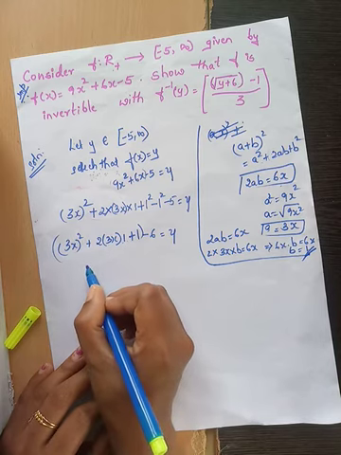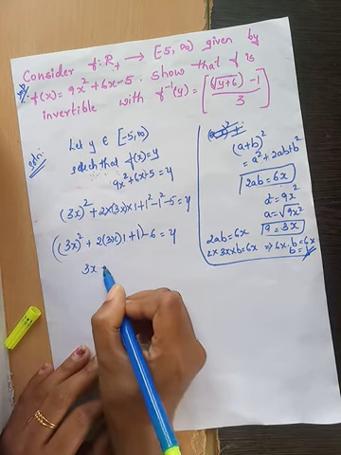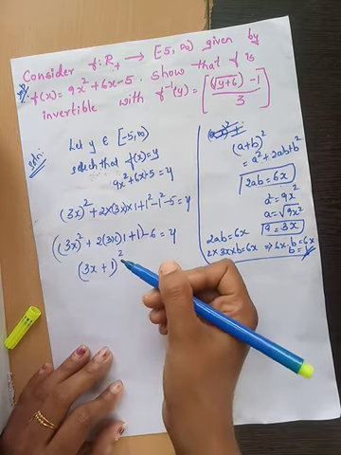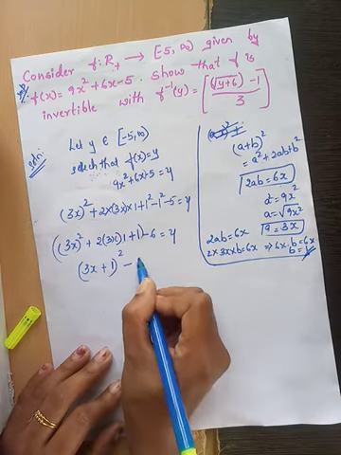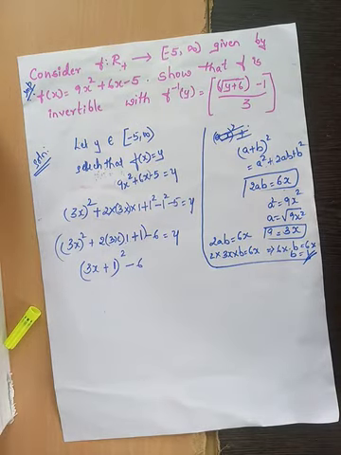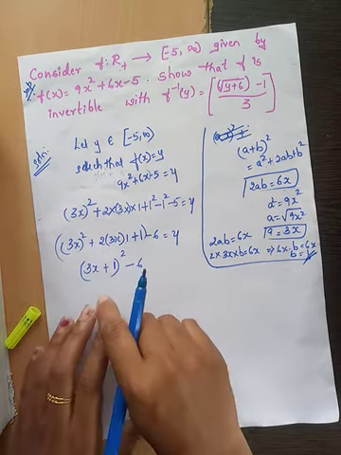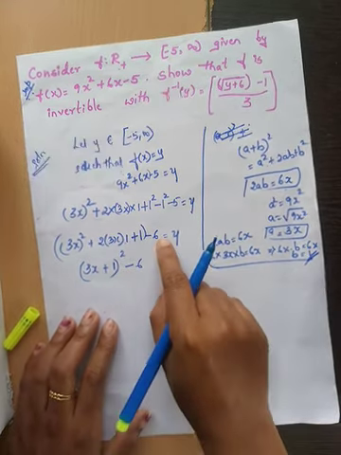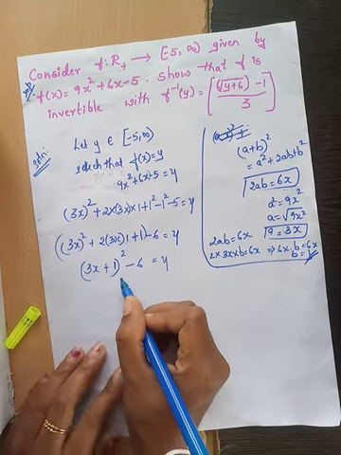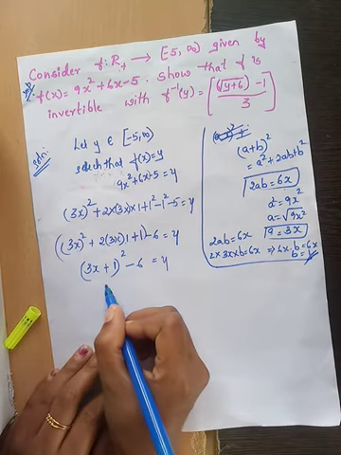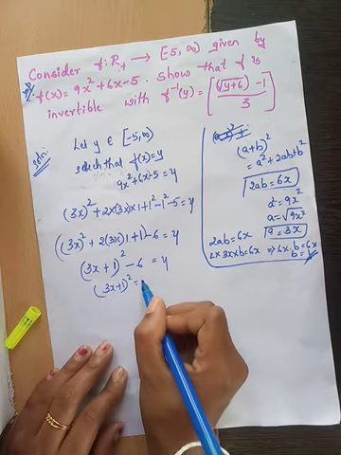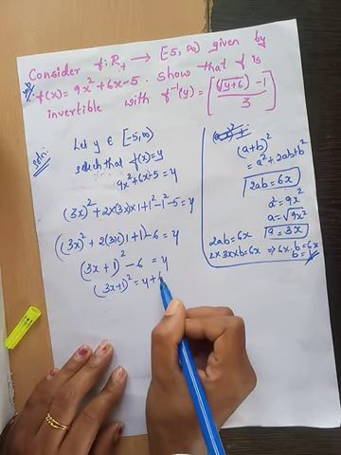So, what is a here? 3x. What is b here? 1. So, this becomes (3x plus 1) whole square minus 6. So, whatever many terms we have are being replaced by (3x plus 1) whole square minus 6 as it is equal to y. Now, what you have to do? You have to take this minus 6 to the other side. So, it is (3x plus 1) whole square is equal to y plus 6.